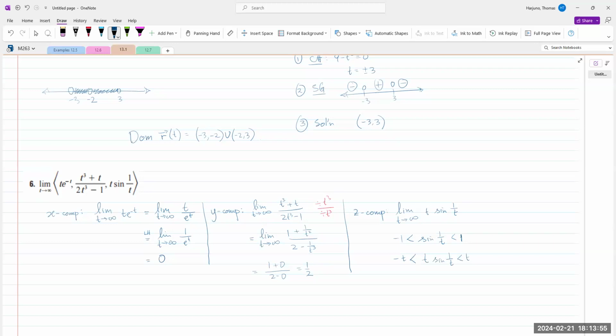You know what? Let's do it this way instead. We know that sine(1 over t) is at most 1, right? So if I multiply by t, the magnitude will be less than or equal to the absolute value of t. Okay, in this case, t is positive though. Now, as t goes to, I cannot, huh?